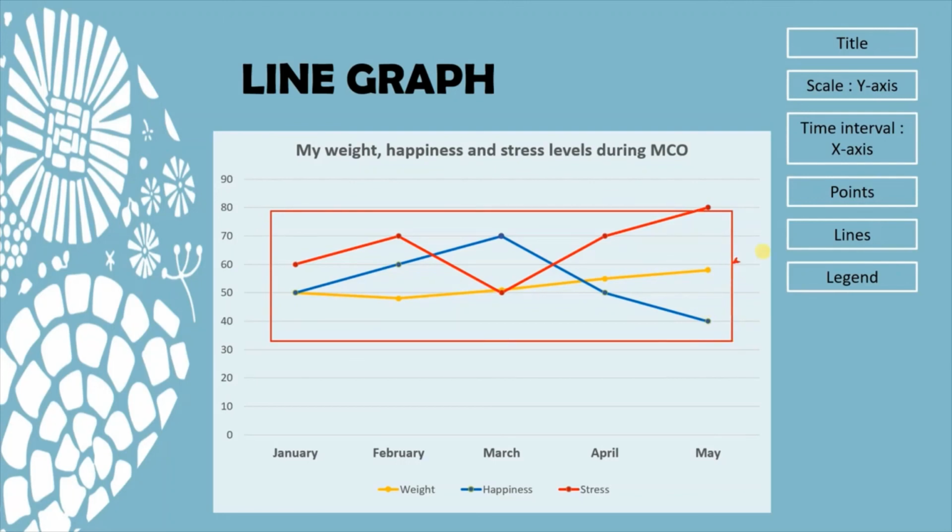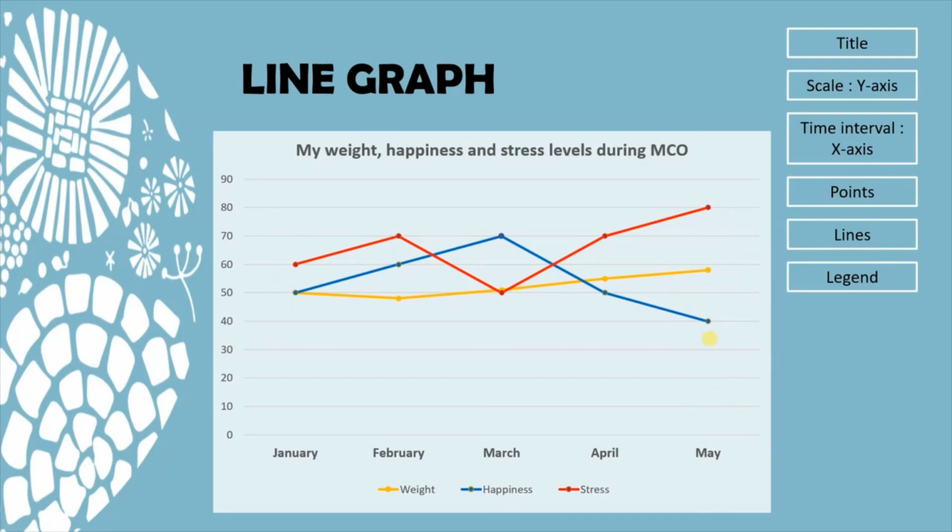In this line graph, we have different lines for different categories. We have weight, happiness, and stress. The weight in yellow, happiness in blue, and stress in red. And the indicator at the bottom we call as legend.